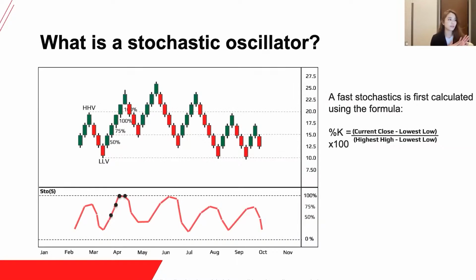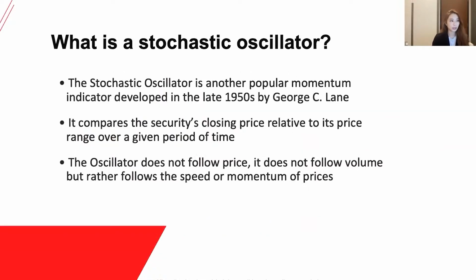So we have a graph right here showing a stochastic indicator. You can see the bottom red curvy line is how the stochastic indicator will look in comparison with the chart above, which is your regular trading chart. We are looking at its formula stating that percentage K equals current close minus lowest low, divided by highest high minus lowest low, times 100.